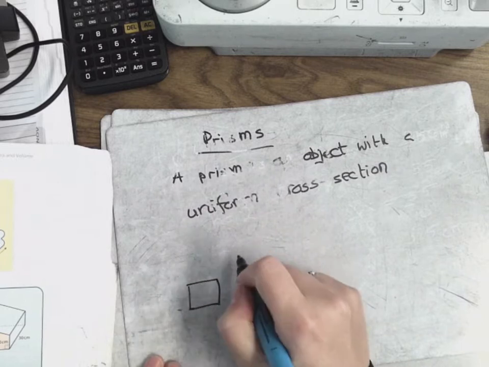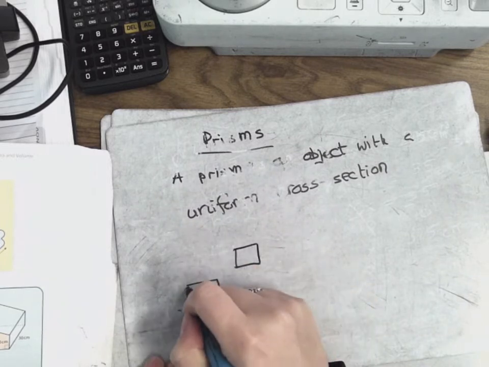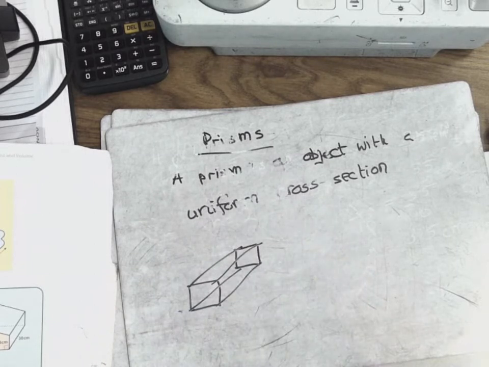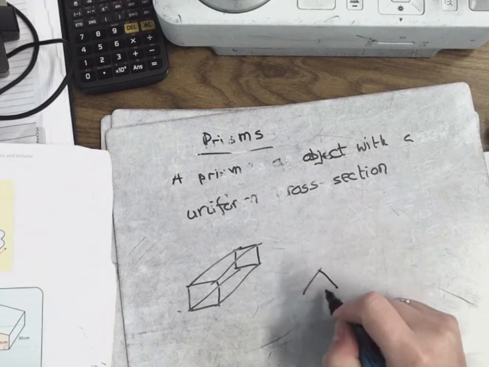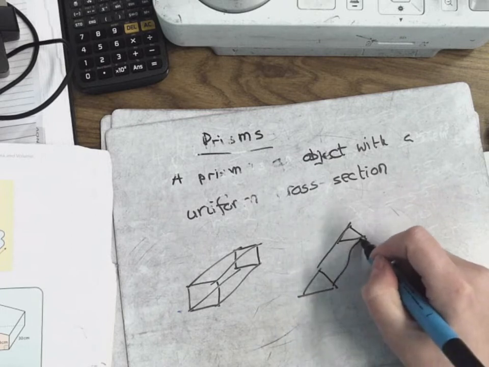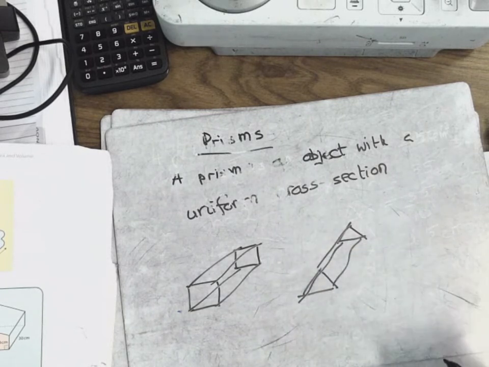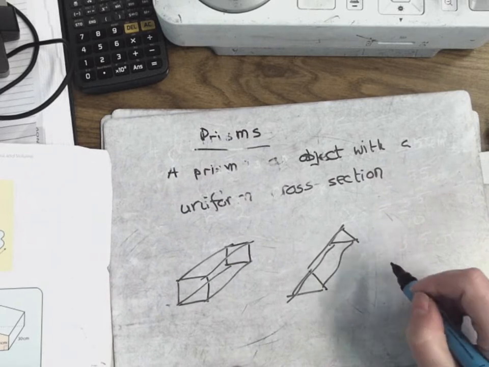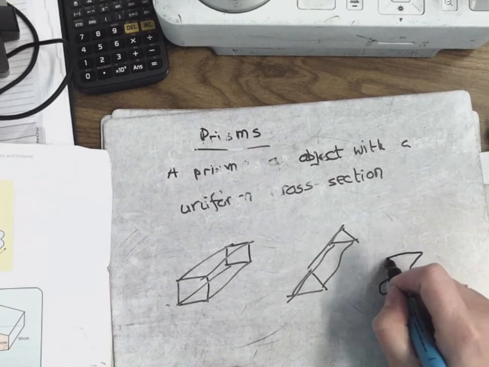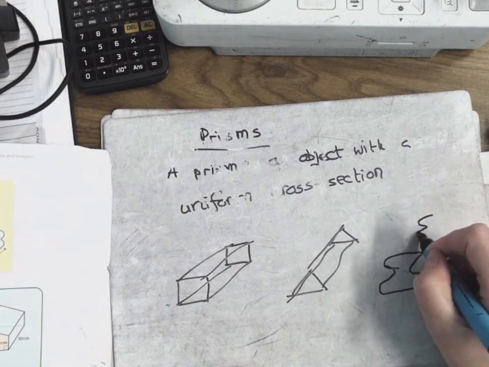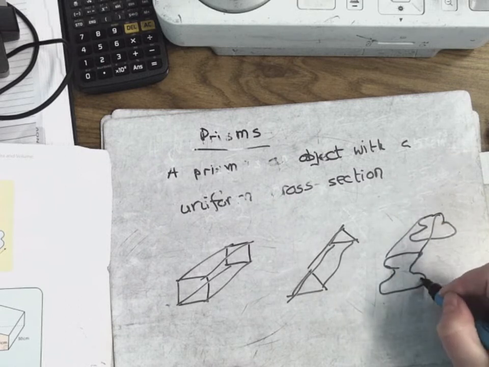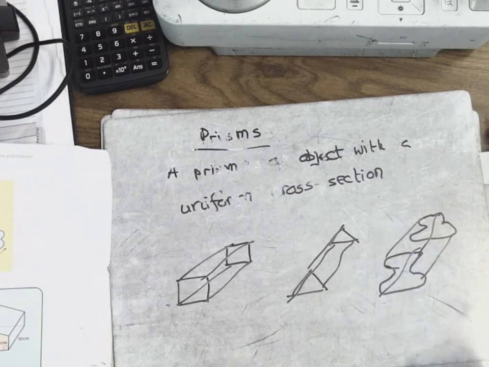So if I have a square at the front and a square at the back, and then I join those up, that's a prism. If I have a triangle at the front and a triangle at the back, I'm really good at art now, as you can see, that's a prism. If I have a weird looking shape at the front, I'll never be able to draw the same weird looking shape at the back. Same shape at the back, join it up, they're supposed to be the same.